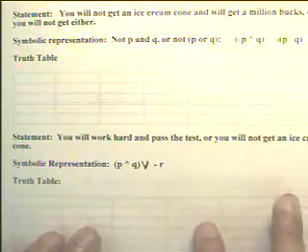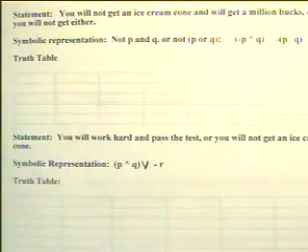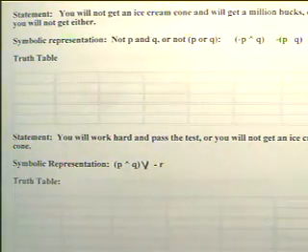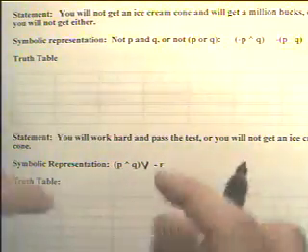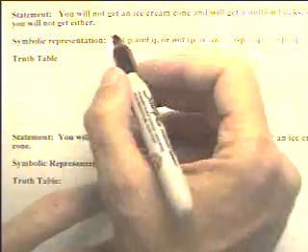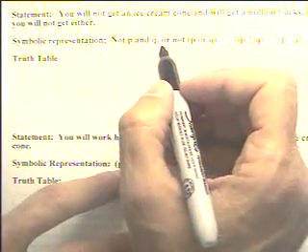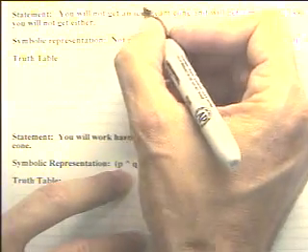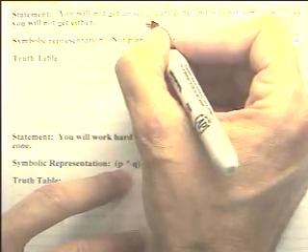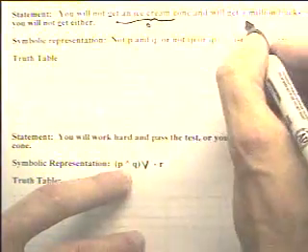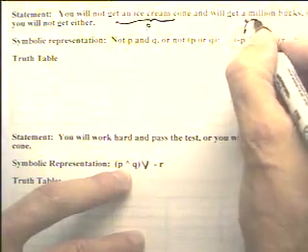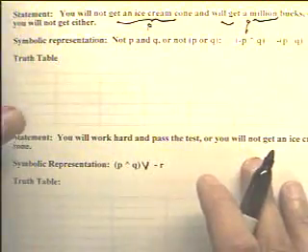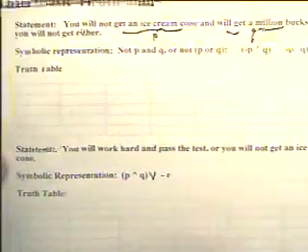What are the possible truth values for that statement? First of all, let's represent the statement symbolically. Let's let getting an ice cream cone stand for P, and $1 million stand for Q, and then see what we can make of this.